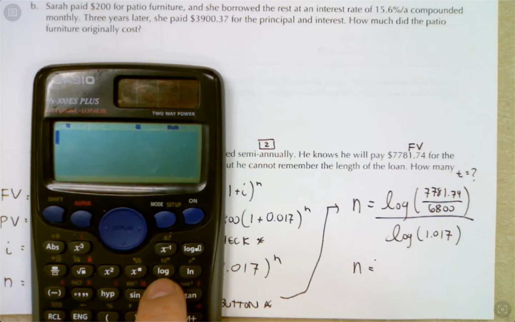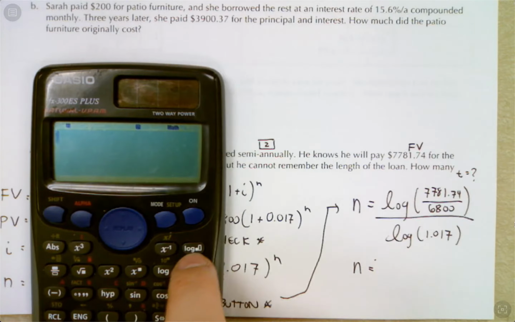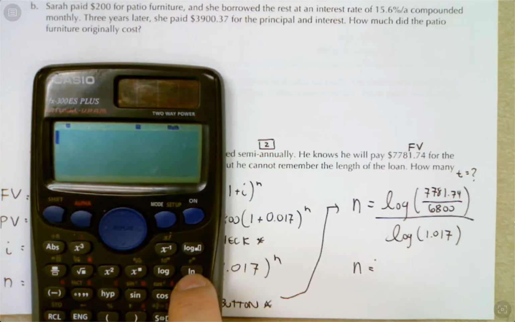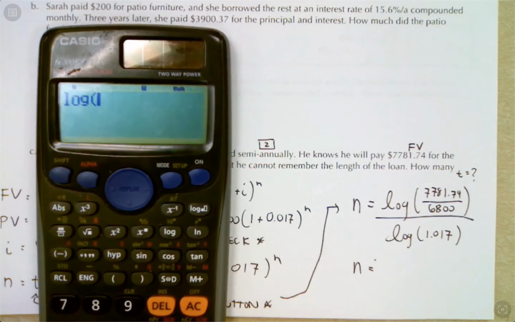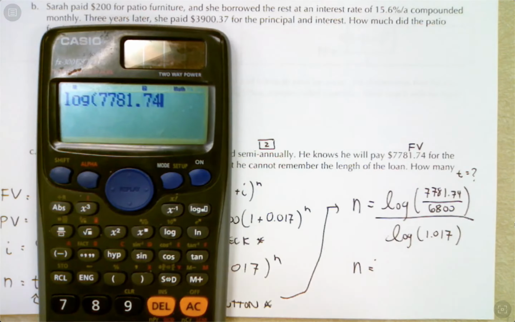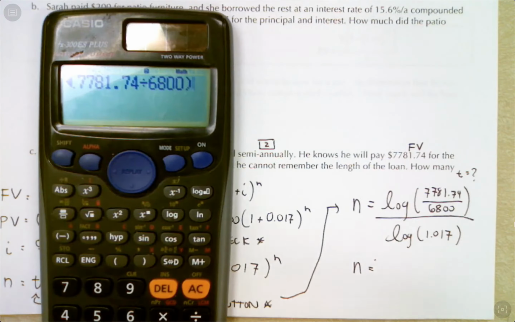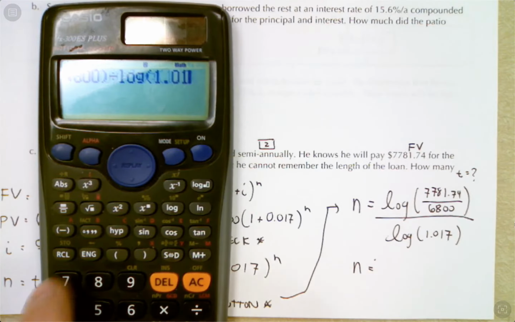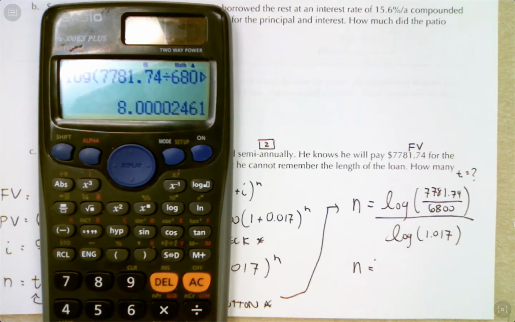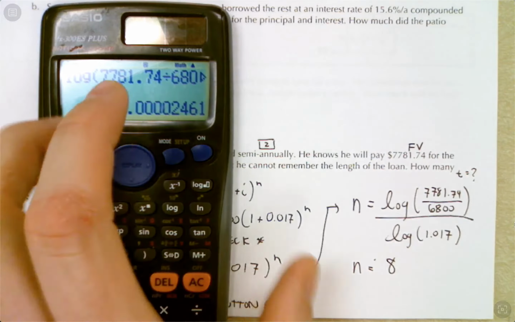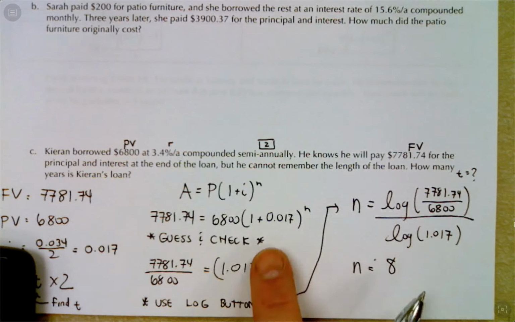Log is the LOG button. You have to use the one that says LOG, not the one that says like log with a box or log where you can change the base. Just the straight up log button. You could also do it with the ln button. It would work too. Log, type in the division: 7781.74 divided by 6800. That's the first log. We're going to divide that by the other log, 1.017, which equals 8, basically. So n is 8. And if we went and guessed and checked, we would see that 8 works.